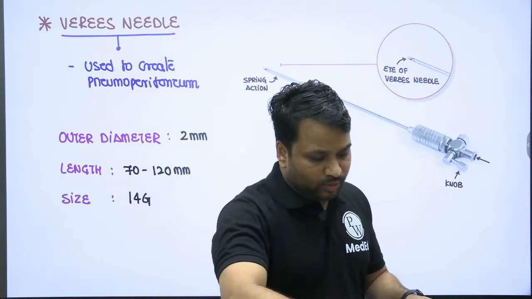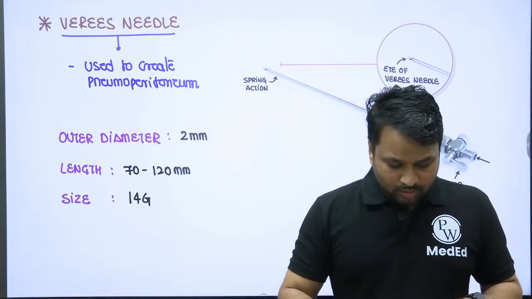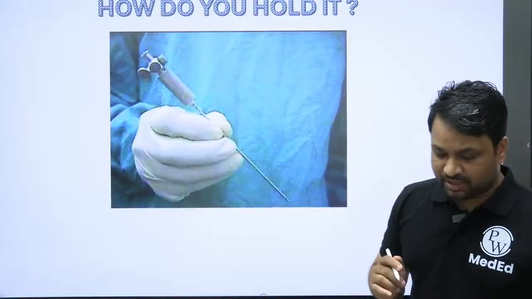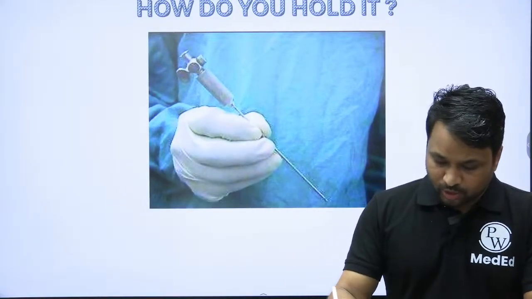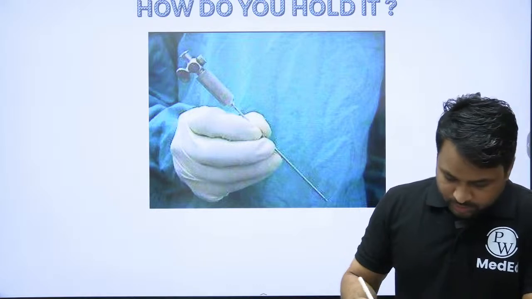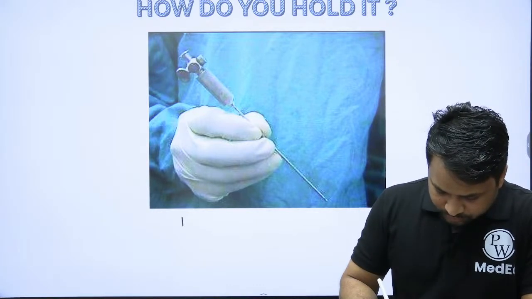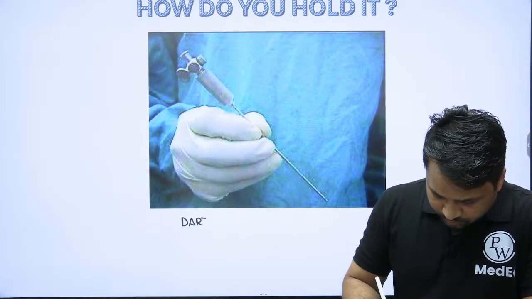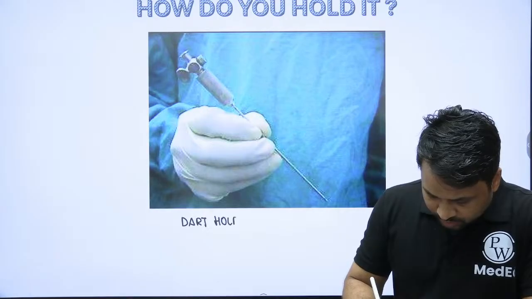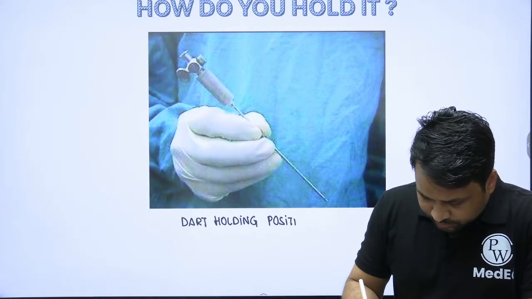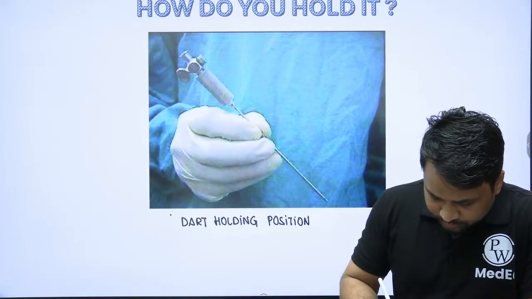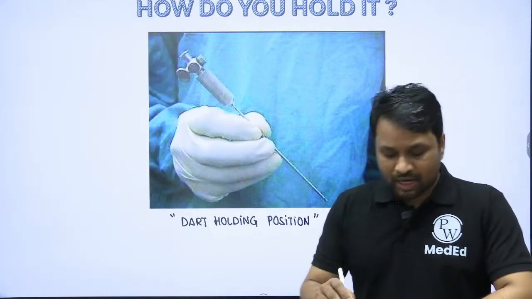So the second thing that you're going to ask is how you're going to hold it. This is how you hold the Veress needle. This is the position of how you hold the Veress needle, and this is what we call the dart holding position. This is how you're going to use a dart holding position.